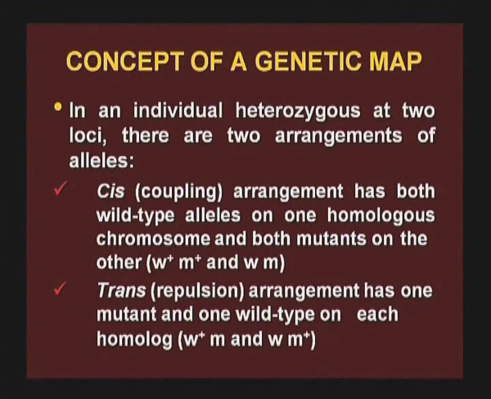Concept of a genetic map. In an individual heterozygous at two loci, there are two arrangements of the alleles. The cis, or coupling, arrangement has both wild type alleles on one homologous chromosome and both mutant on the other, W plus M plus and W M. The trans, or repulsion, arrangement has one mutant and one wild type on each homolog, that is W plus M and W M plus.